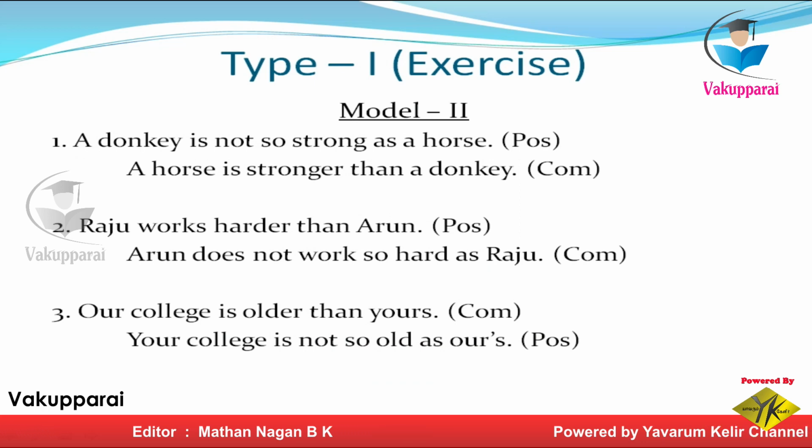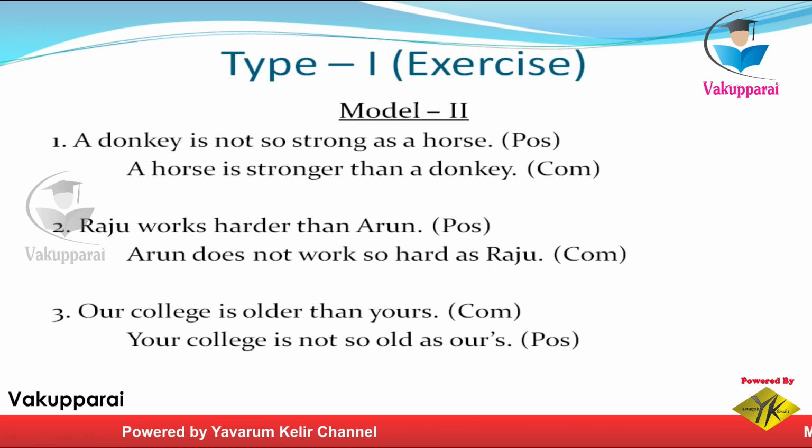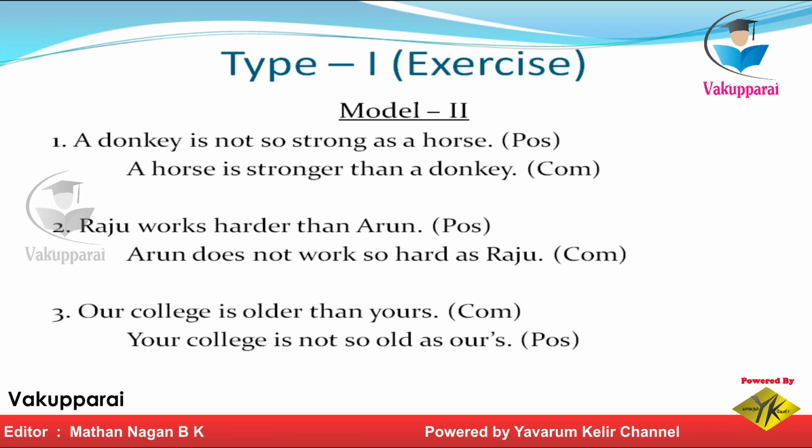Next, I'm giving the exercise here, so look at it. A donkey is not so strong as a horse. It is in positive degree, so a horse is stronger than a donkey in comparative degree. Then Raju works harder than Arun. It is in comparative degree, and we changed it into positive degree as Arun does not work so hard as Raju.